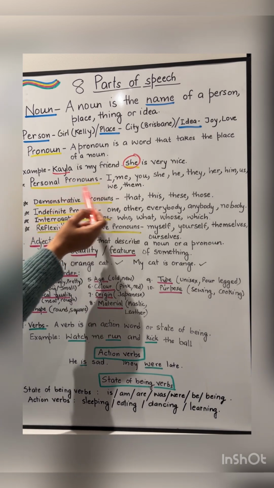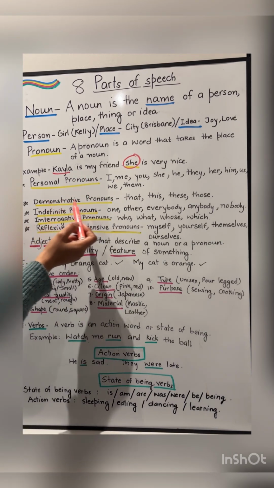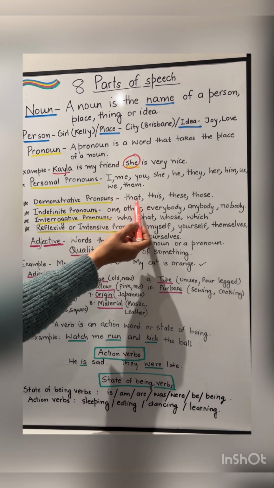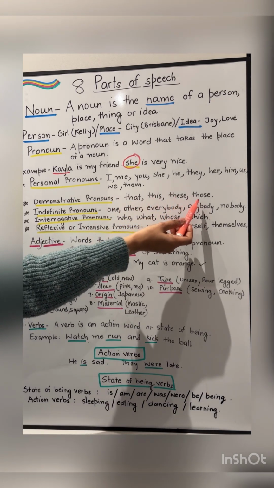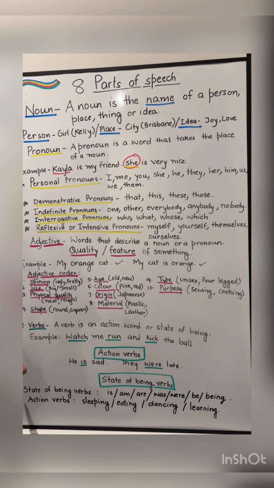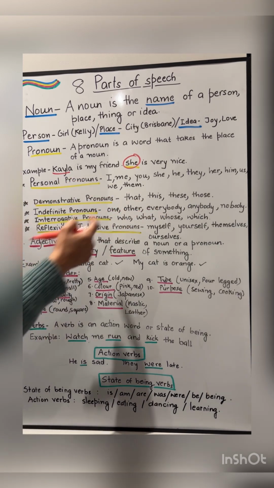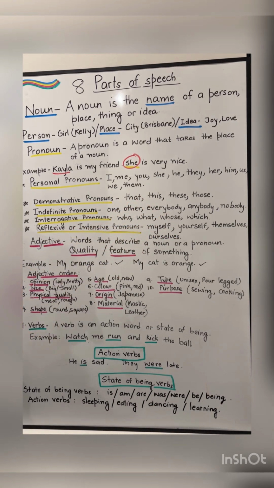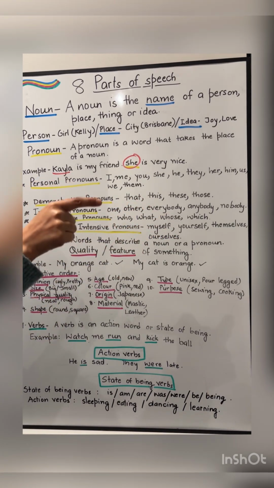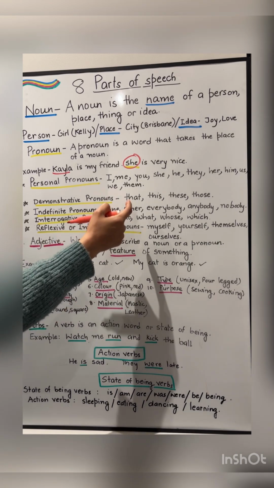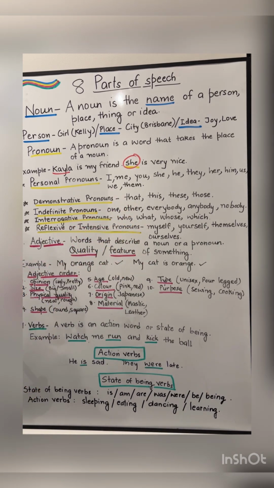So these are called personal pronouns. Then we have demonstrative pronouns, for example, that, this, these, those. Instead of saying, the red car is mine, I can say, that car is mine. That white big house is mine, or that house is mine. The same thing. We're talking about one white big house, but instead of saying white big house, I'm saying that. Those are called demonstrative pronouns.